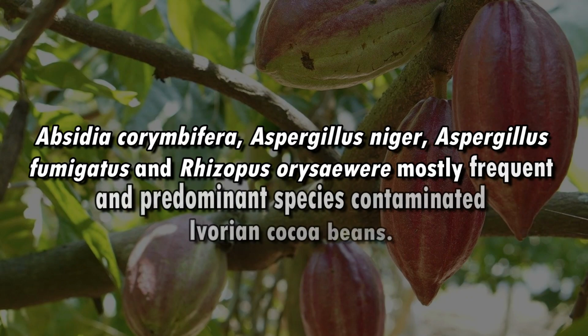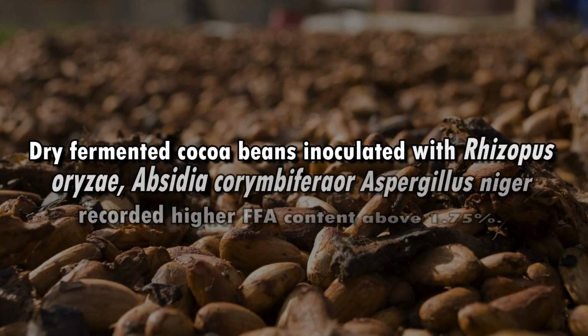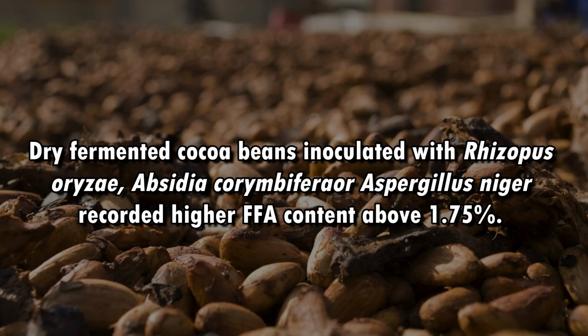Absidia corymbifera, Aspergillus niger, Aspergillus fumigatus, and Rhizopus oryzae were mostly frequent and predominant species contaminating Ivorian cocoa beans. Dry fermented cocoa beans inoculated with Rhizopus oryzae, Absidia corymbifera, or Aspergillus niger recorded higher FFA content above 1.75%.